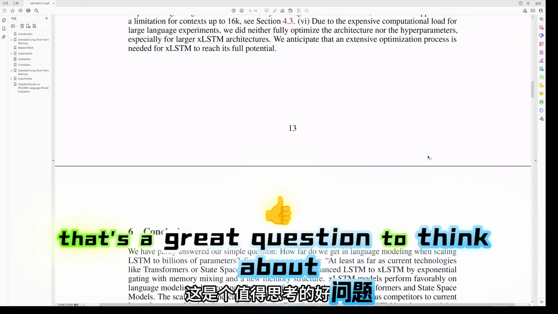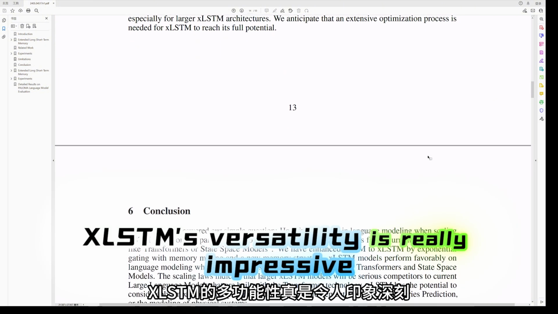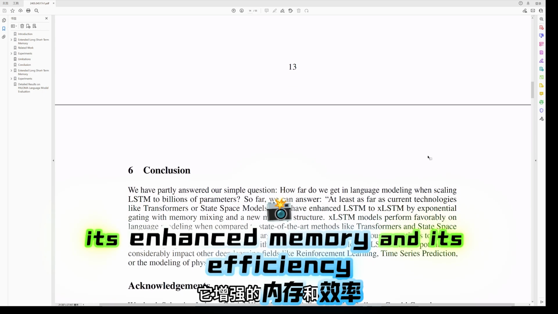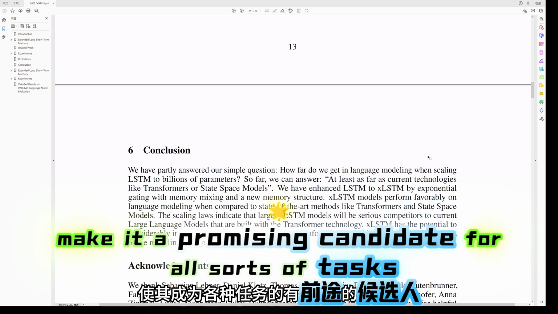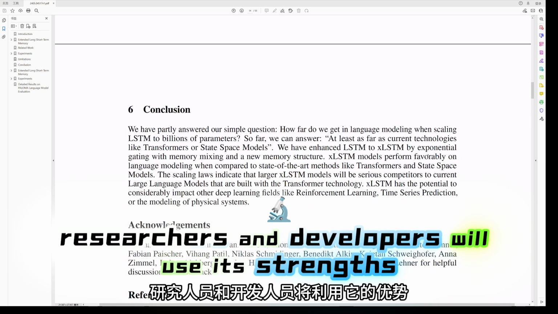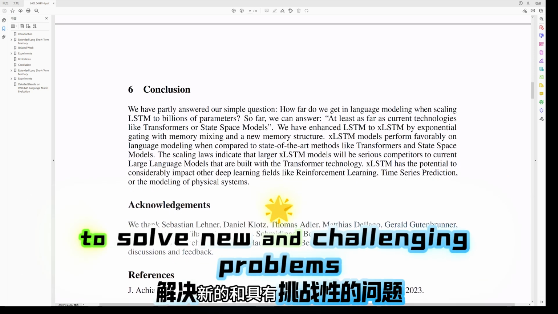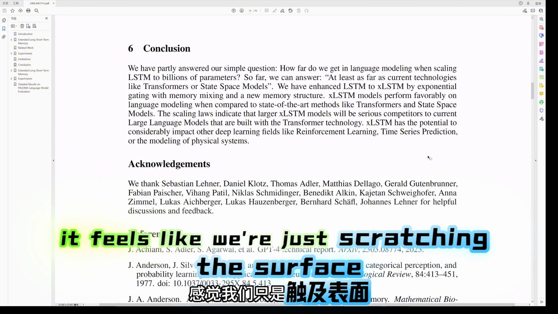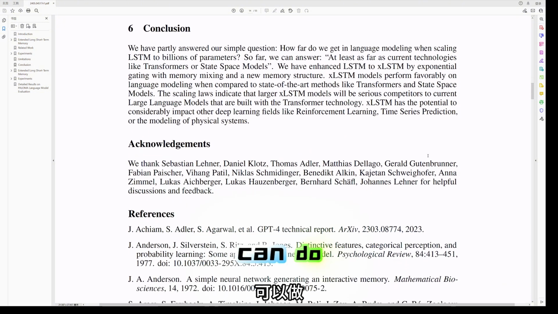That's a great question to think about. xLSTM's versatility is really impressive. Its ability to handle those long sequences, its enhanced memory, and its efficiency make it a promising candidate for all sorts of tasks. I'm really excited to see how researchers and developers will use its strengths to solve new and challenging problems. Me too. It feels like we're just scratching the surface of what xLSTM can do.